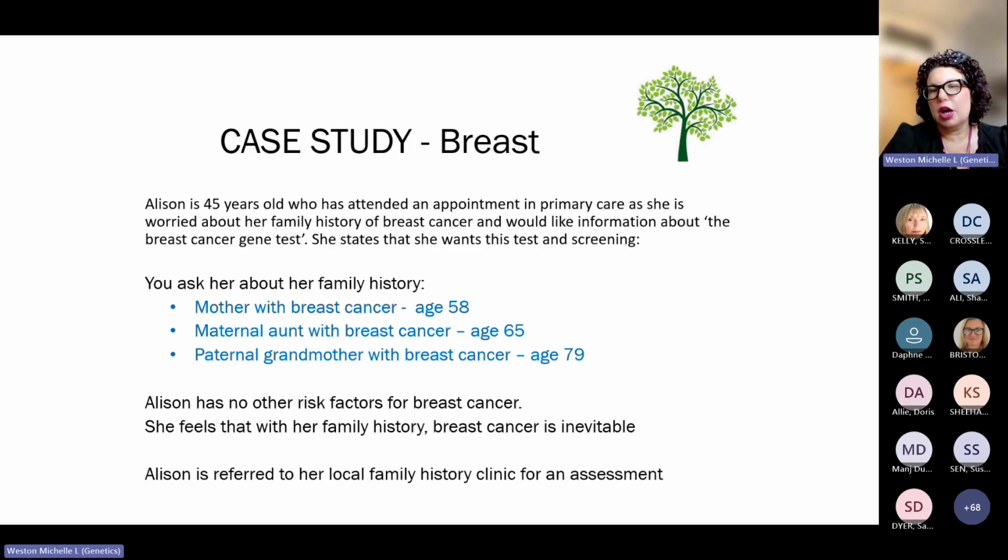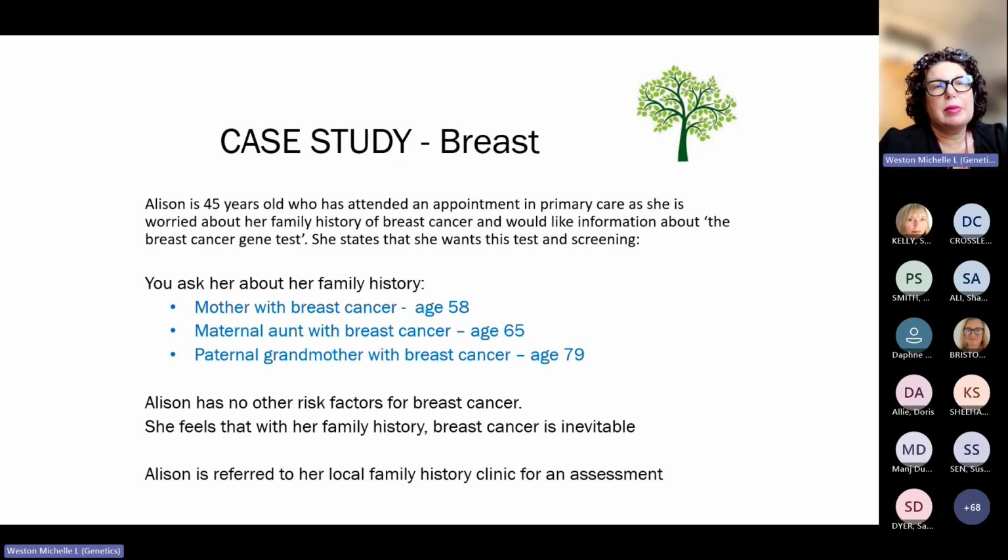So I just thought what we could do is I could run through a couple of case studies to give you an idea of a typical family that we see in our clinics. So for instance, Alison, she's 45 years of age. She attends an appointment in primary care, and she's worried about her family history of breast cancer, and she'd like information about the breast cancer gene test. And this is very typical of who we see in our clinic. They want to have genetic testing.